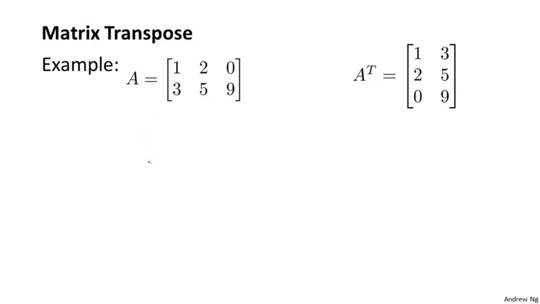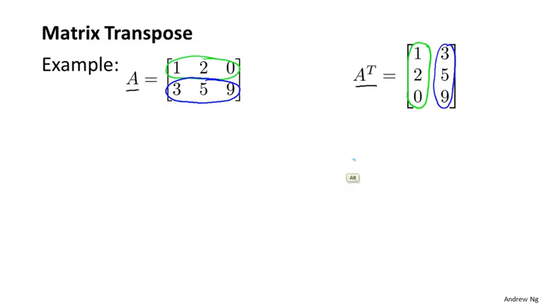Finally, the last special matrix operation I want to tell you about is the matrix transpose. So suppose I have matrix A. If I compute the transpose of A, that's what I get here on the right. This is A transpose, which is written A superscript T. And the way you compute the transpose of a matrix is as follows. To get the transpose, I'm going to first take the first row of A, 1, 2, 0. That becomes the first column of the transpose. And then I'm going to take the second row of A, 3, 5, 9, and that becomes the second column of the matrix A transpose.